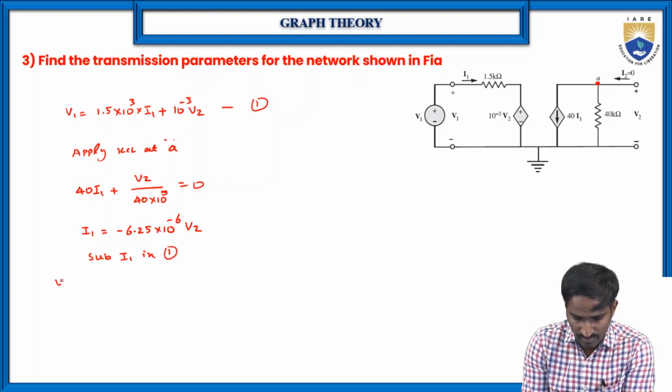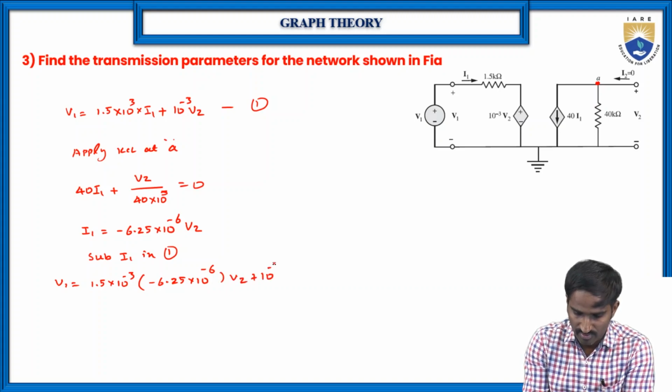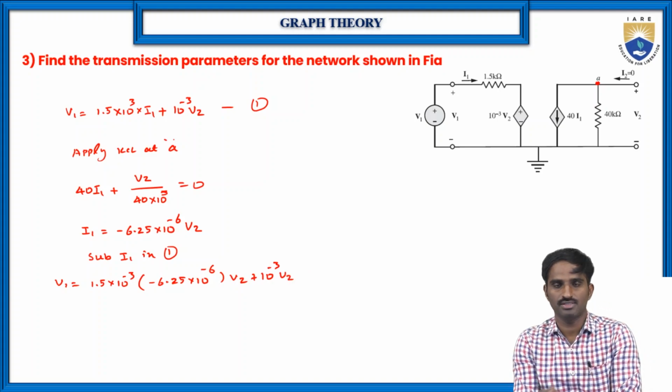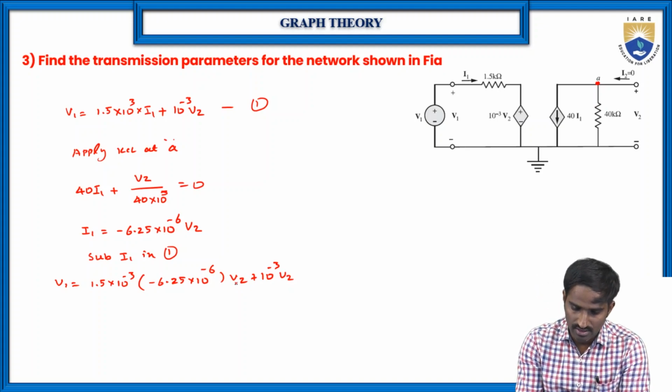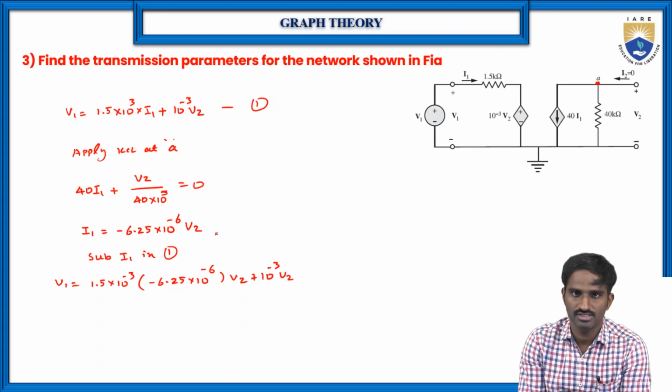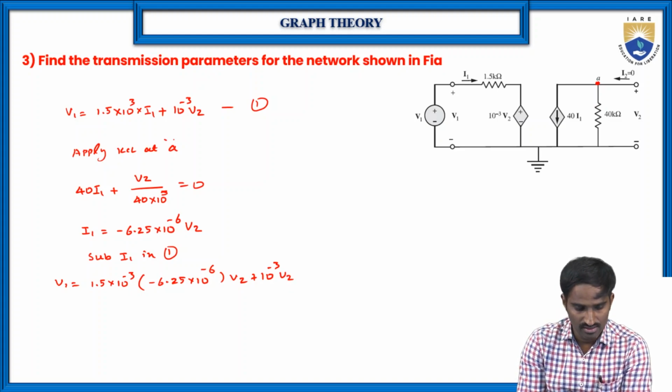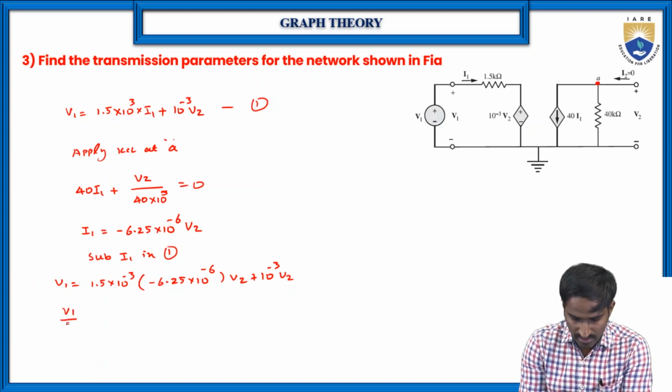So that here this equation will become V1 is equal to 1.5 into 10 to the power of minus 3 into, so here I1 is minus 6.25 into 10 to the power of minus 6 into V2 plus 10 to the power of minus 3 into V2. Why are we substituting? Because here we have to make it V1 by V2 so that we can find A. So then take V2 as common and send the V2 to the left hand side. So then finally here V1 by V2, which is nothing but A.